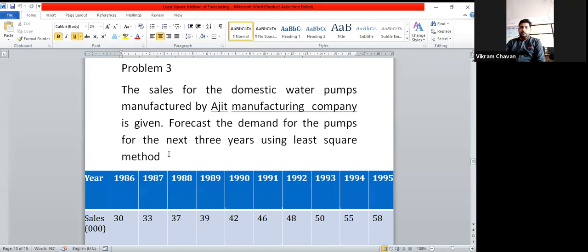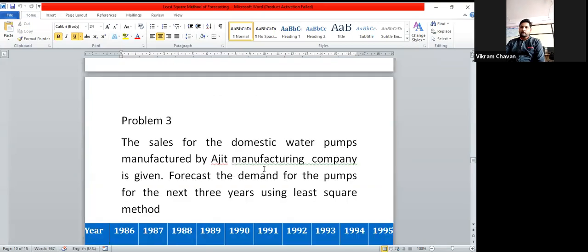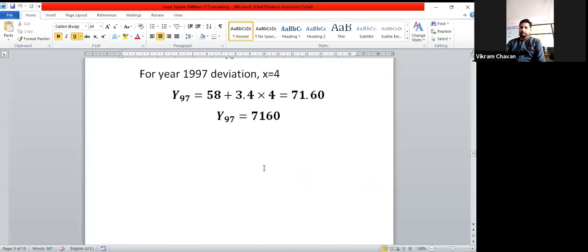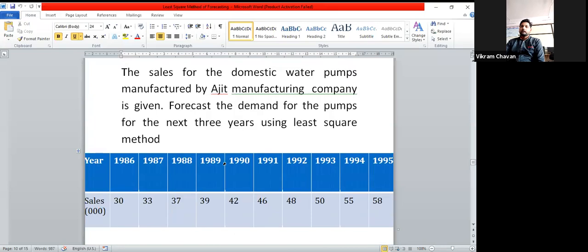So the problem statement is: the sales for the domestic water pump manufactured by Ajit Manufacturing Company is given. Forecast the demand for the pump for the next 3 years using the least square method. This was the problem, and the data is provided by year.